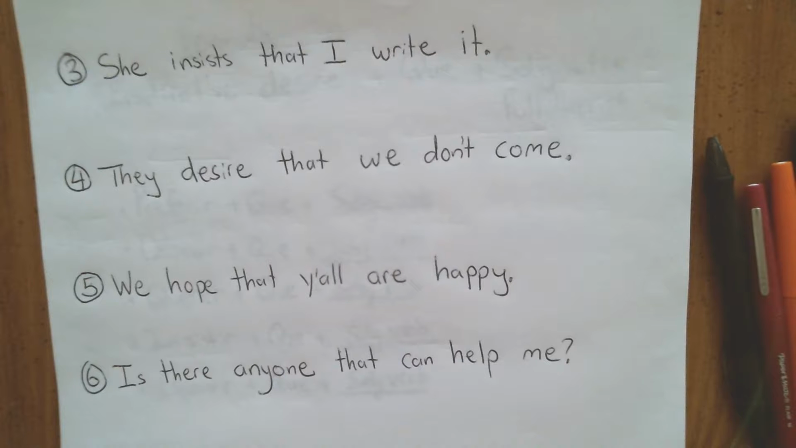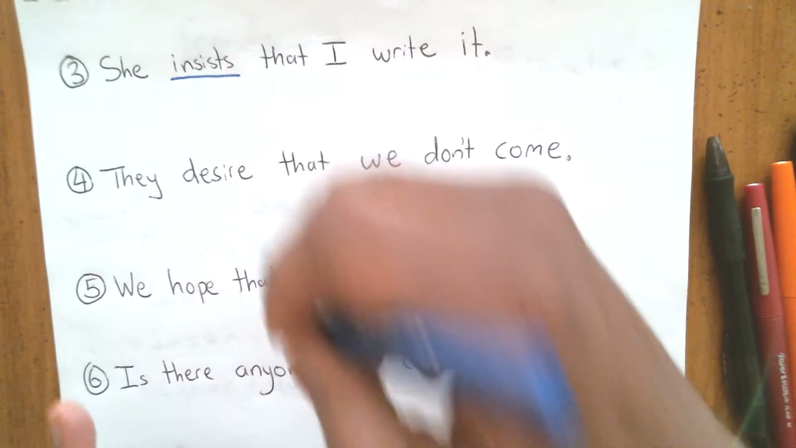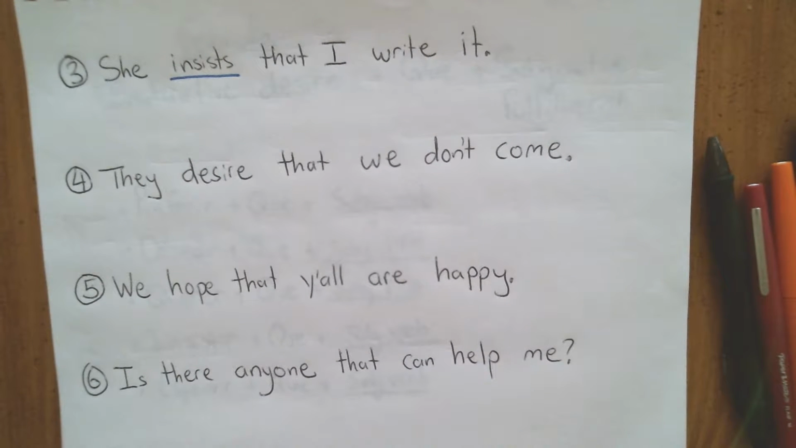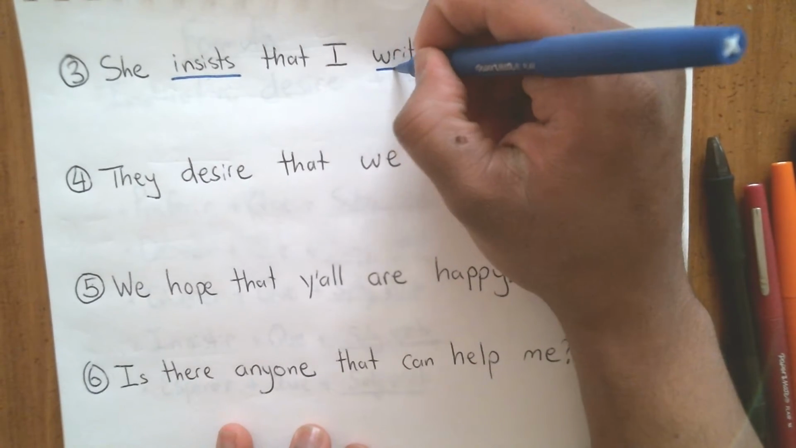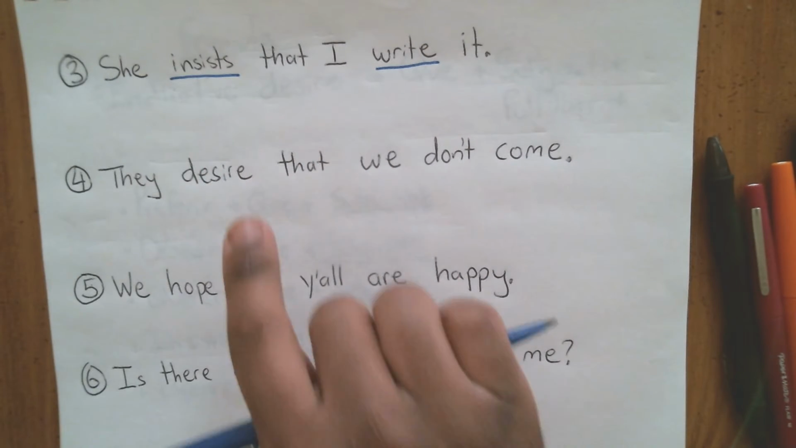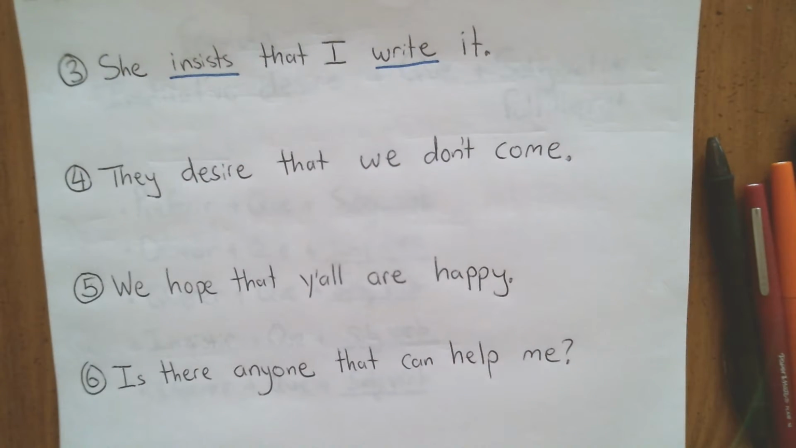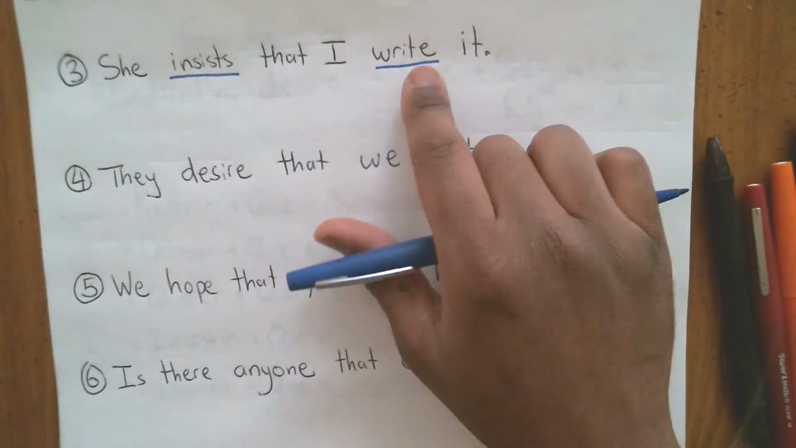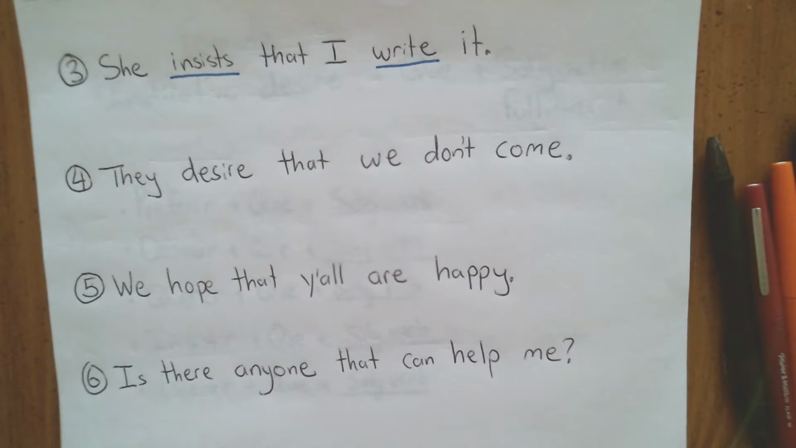She insists that I write it. Now, do we have a verb here that is expressing a desire? Absolutely. Insist. But that's just when you really desire something to happen. But do we have a verb that would fulfill that desire? Yes, we do, right here. If I write it, then I would be fulfilling the desire that she's expressing over here. So the verb that expresses the desire is in the indicative. Meanwhile, the verb that fulfills the desire is in the subjunctive.